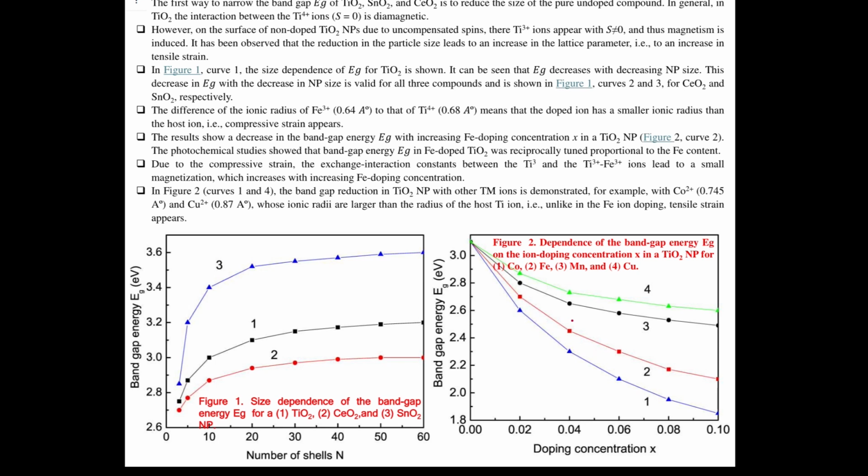In the same case, the compressive strain will appear, and there will be an exchange interaction between Ti3+ ions as well as between Ti3+ and Fe3+ ions. So the band gap in that case will be reduced, as curve 1 shows the lowest band gap compared to curve 4. That means 1 is for cobalt, 2 is for iron, 3 is for manganese, and 4 is for copper.